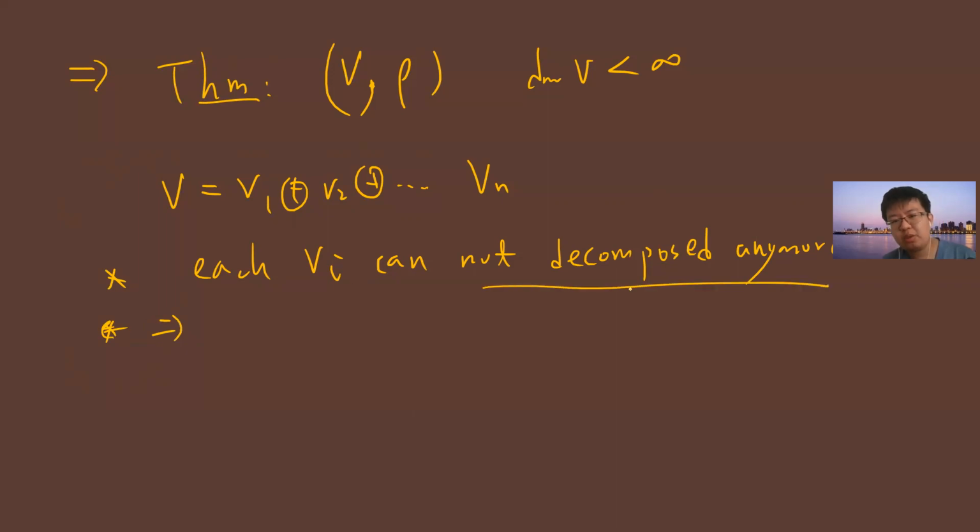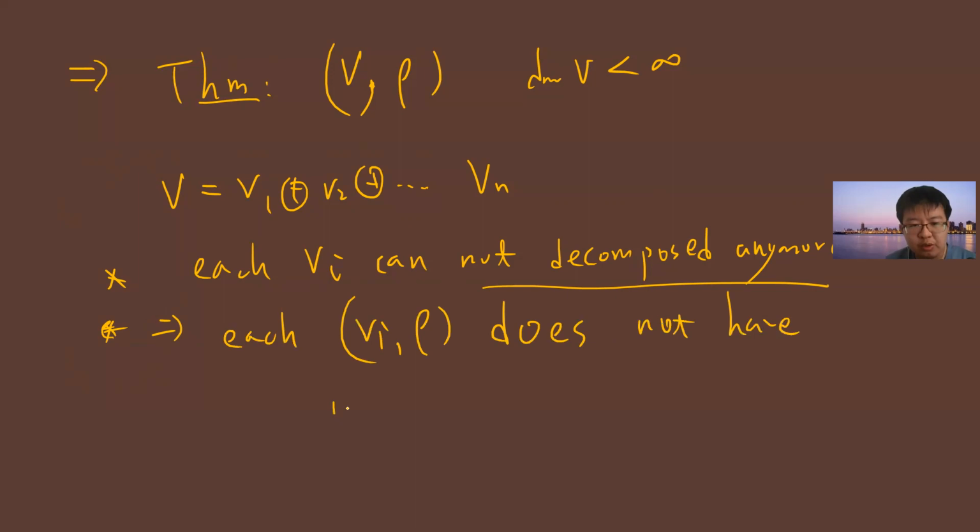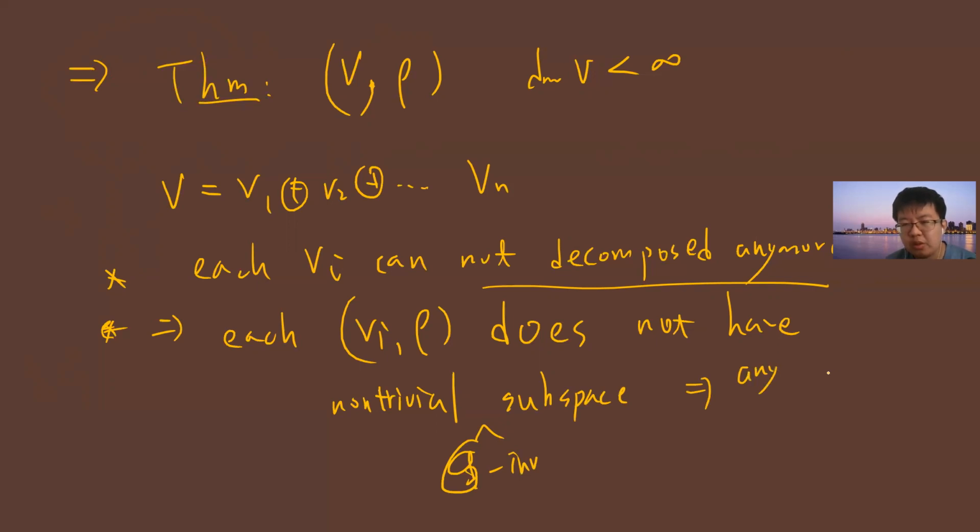So we know that once we have a non-trivial G-invariant subspace inside V, then we can decompose, right? This means that each Vi representation does not have a non-trivial G-invariant subspace. Suppose you have a G-invariant subspace W in V, then there are only two cases: W is either trivial or W is the whole vector space. This is called the irreducible representation.